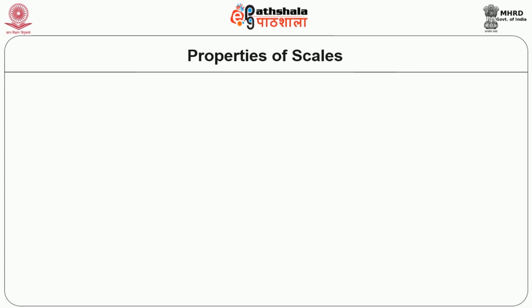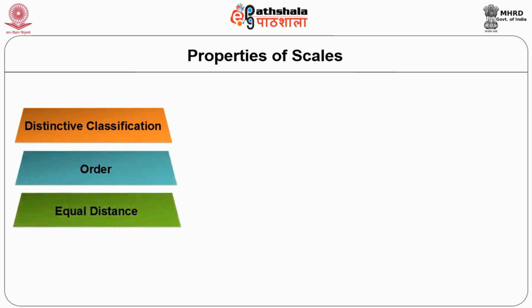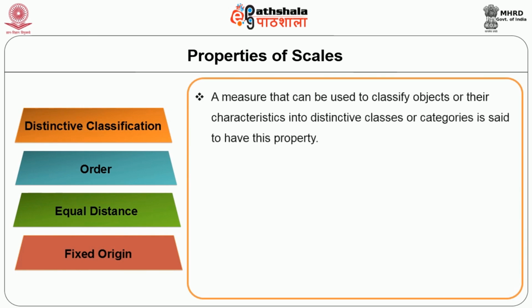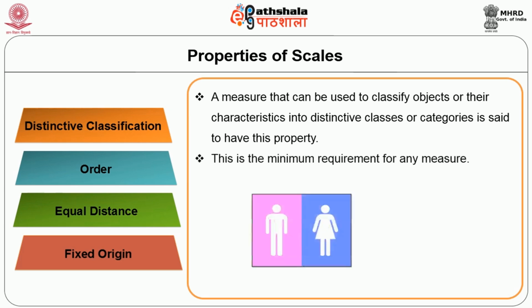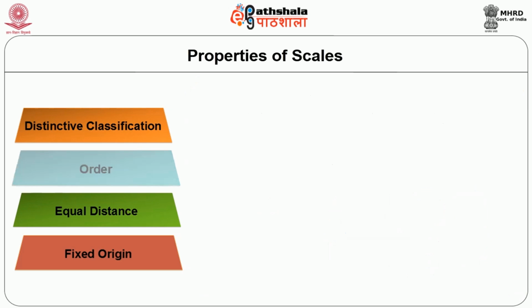Properties of scales. Properties of scales include distinctive classification, order, equal distance, and fixed origin. Distinctive classification: a measure that can be used to classify objects or their characteristics into distinctive classes or categories is said to have this property. This is a minimum requirement for any measure. For example, gender classifies individuals into two distinctive groups, male and female.